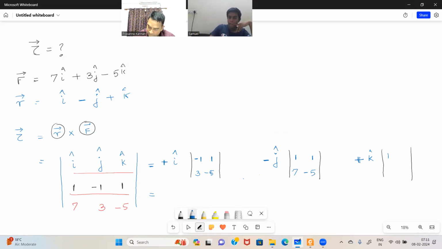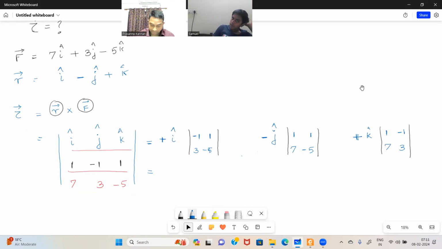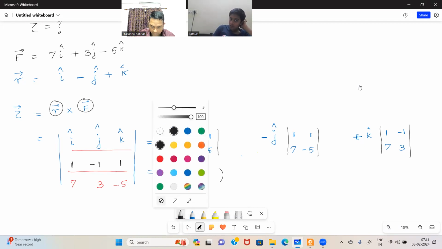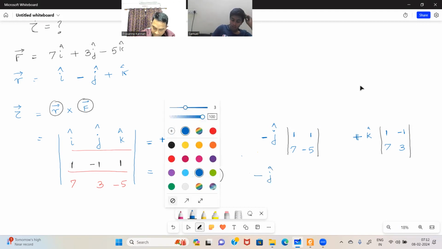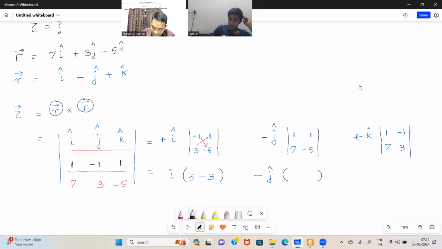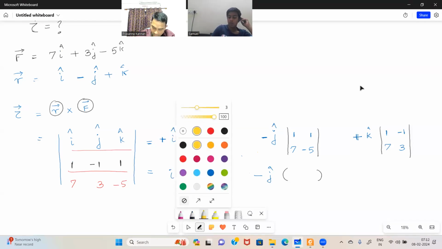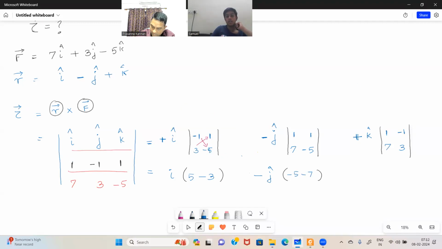This is called determinant evaluation. We're going to evaluate in the next step. We have made it into a simpler form now, and then we're going to evaluate. Last step. So it is I cap into, how do you evaluate this? Product of leading diagonal elements minus product of the other diagonal elements. Minus 1 into minus 5 is 5, minus 3. Minus J cap into minus 5 minus 7. And plus K cap into 3 minus minus 7.